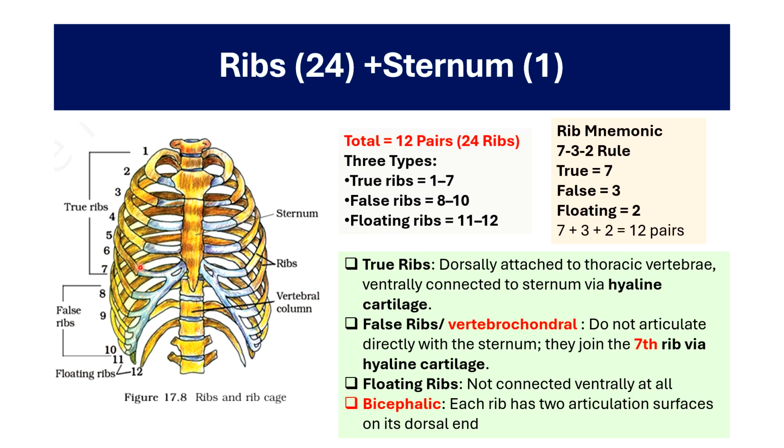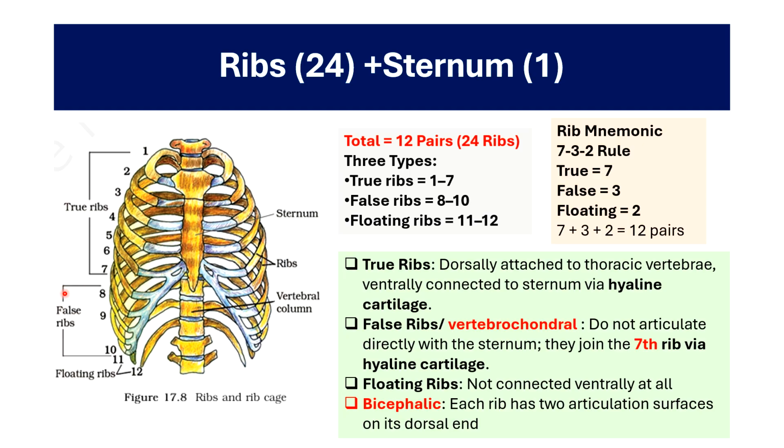Now, what are true ribs? Numbers 1 to 7, the ribs that are attached dorsally to the vertebrae, and in the anterior part they are directly attached to the sternum. So these ribs are known as the true ribs.